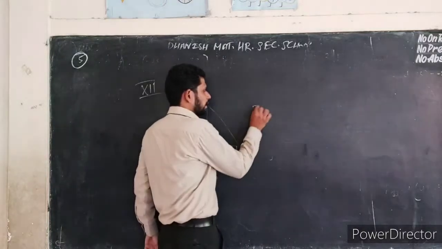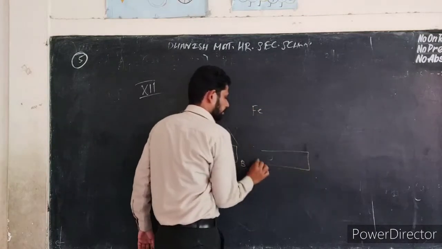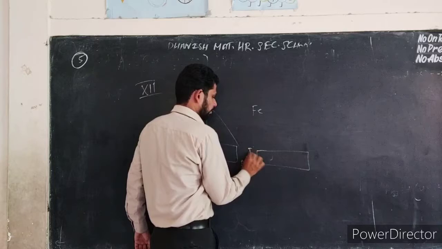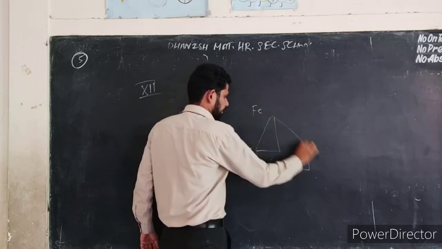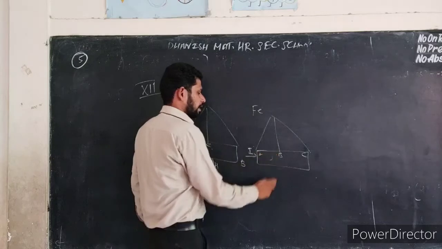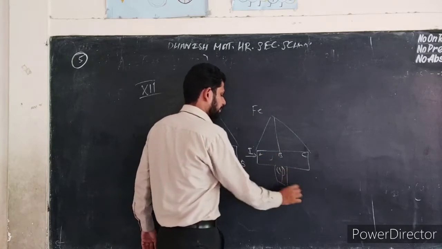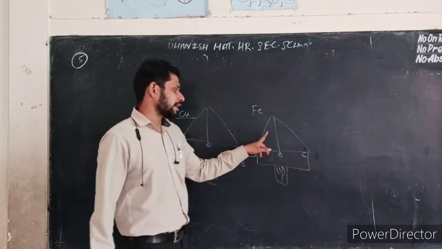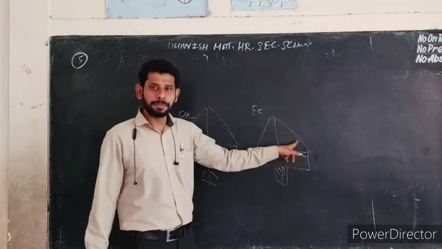For the iron rod, whenever the current flows in this direction, let the points be A, B, C. The same middle point is heated to a high temperature. At AB heat is evolved and at BC heat is absorbed.